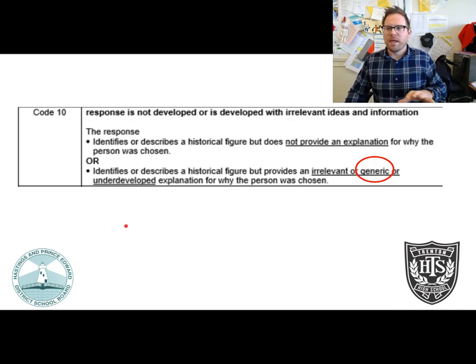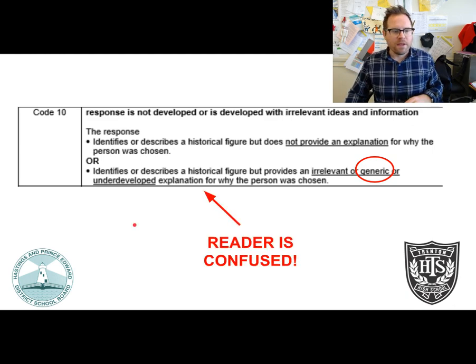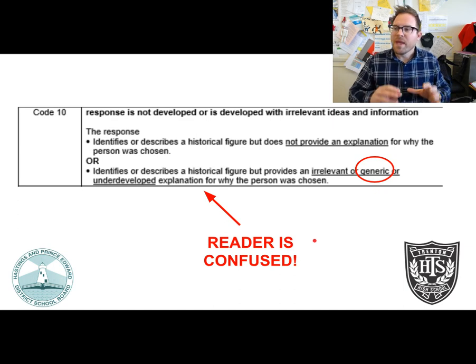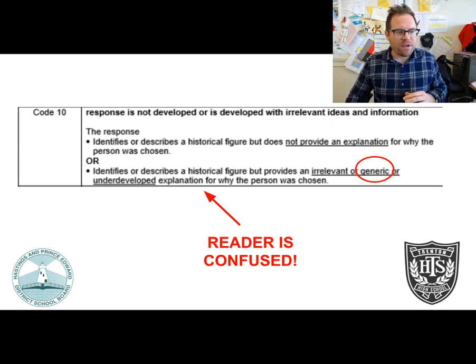So what does that mean, and what does that look like? Some of you in the room right now may have a code 10 in front of you. What that means is that your reader is left quite confused as to why you've really chosen that historical figure. So here's an example.